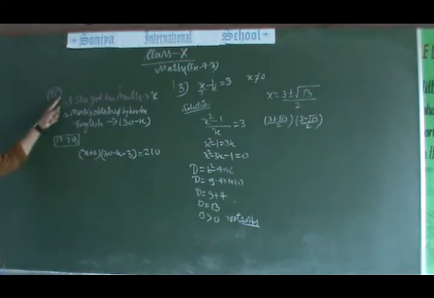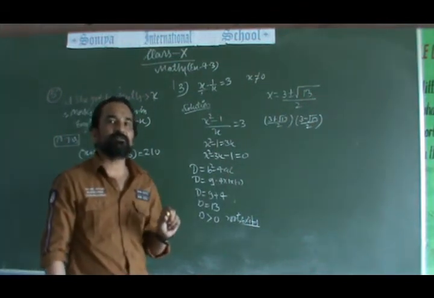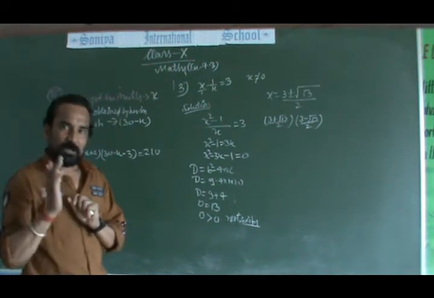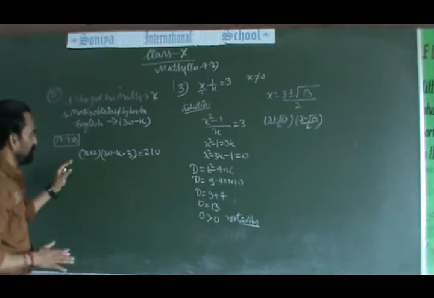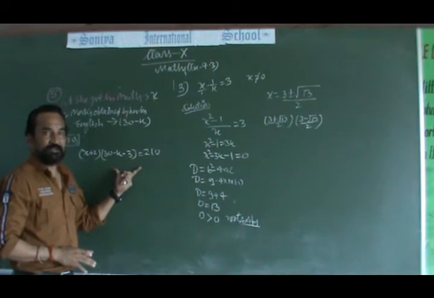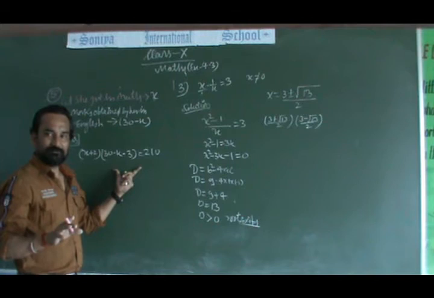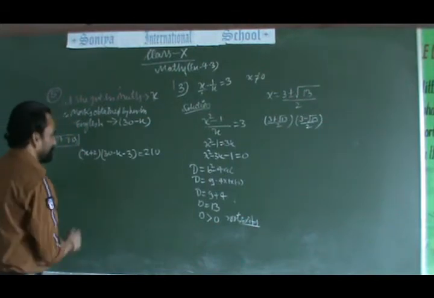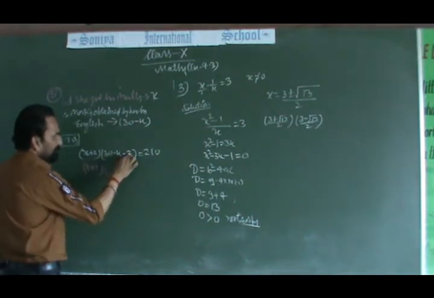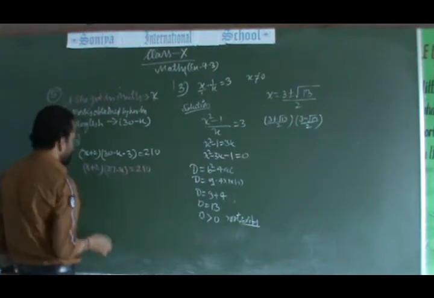Up to this point, you have to very carefully read every single line of the question with full attention, because half of the solution is given in your question. If you are not able to frame the correct quadratic equation, then you will never get the right solution. Are you understanding what I am saying? Hello, children. Yes, good. So x plus 2 into 27 minus x is equal to 210.